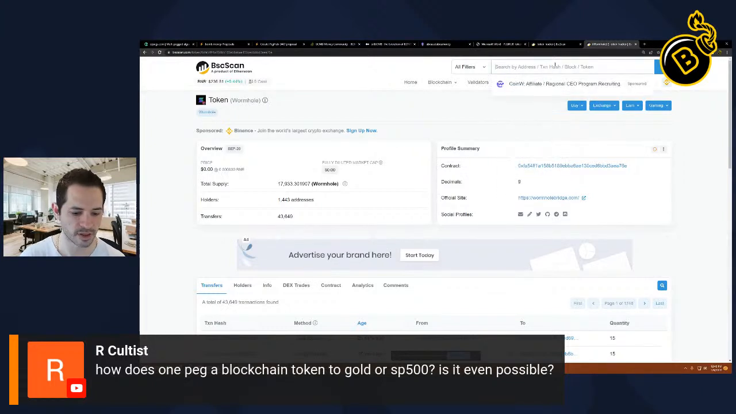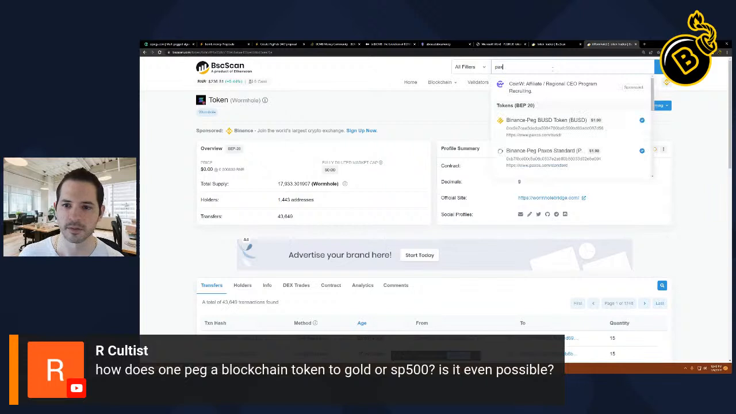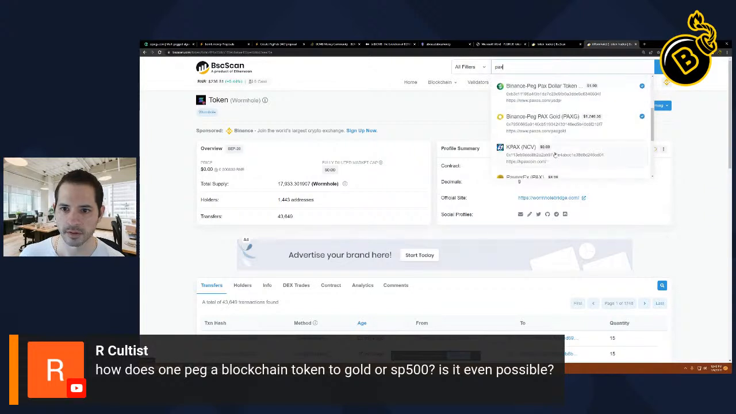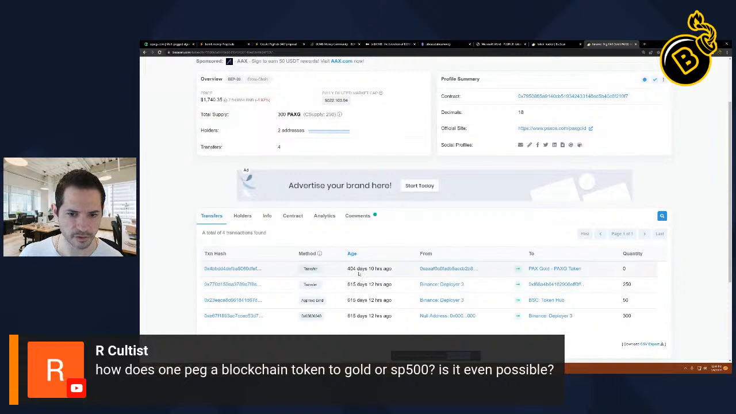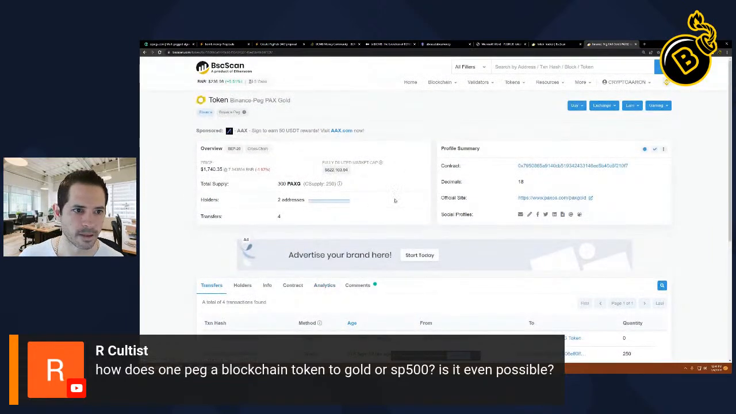Now I'm hearing that PAX is on BSC as well. $300 supply, 2 addresses hold it with 4 total transfers. No action in 400 days. Not sure that's a good choice. Unless I got the wrong one.